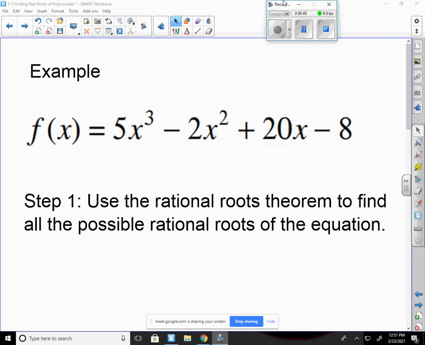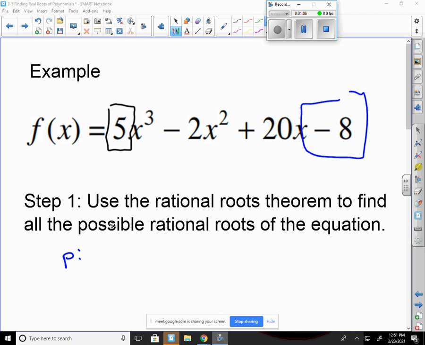So the first thing that I need to do is start with my P and Q. So where does my P come from? First I have to find my factors of P. P is our last number. Q is our first number, or the leading coefficient. So I start by finding the factors of P.